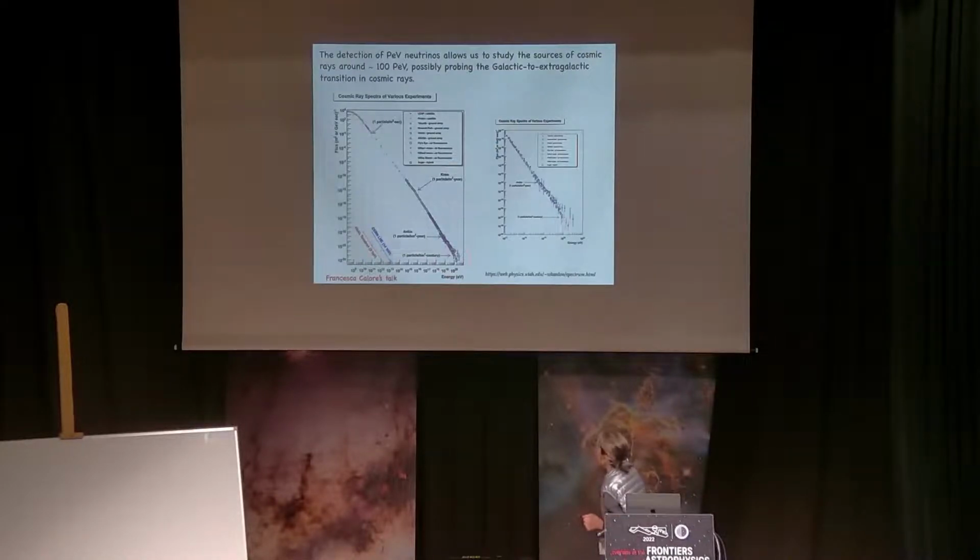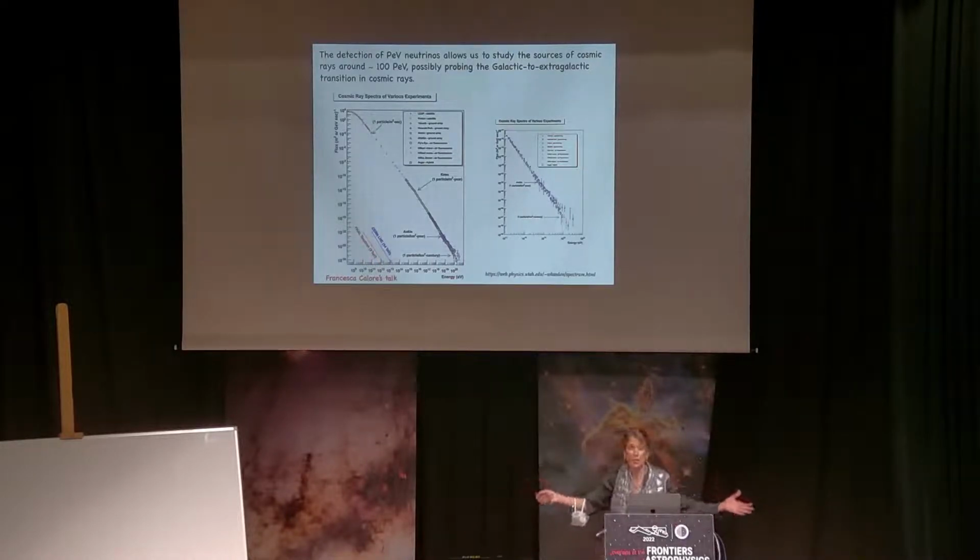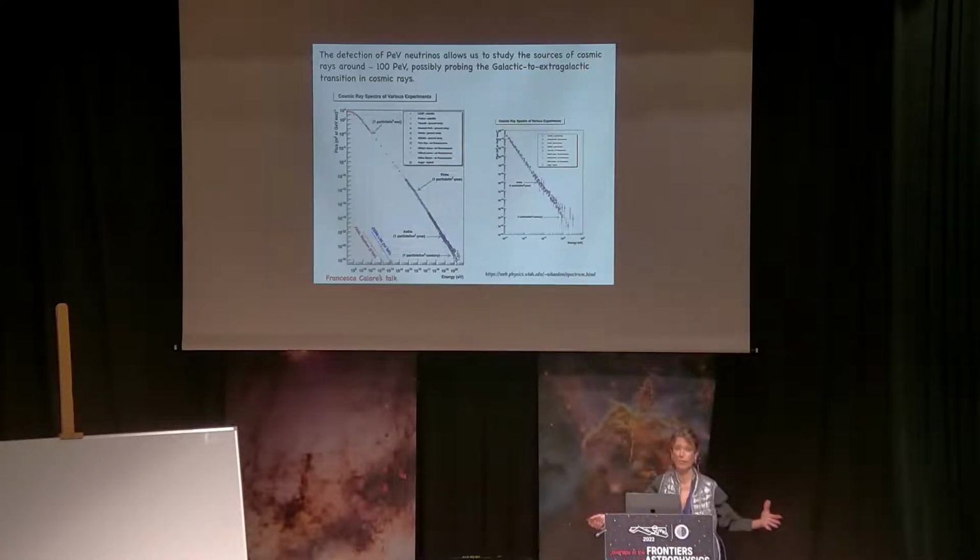We expect less than 1 particle per kilometer per century, imagine. So that's why we need huge detectors, like the Pierre Auger Observatory, that really cover square kilometers of land, because otherwise we are not going to see anything. Here you can see the different measurements of ultra-high energy cosmic rays.